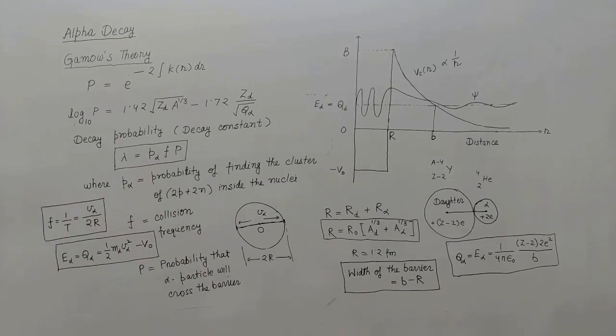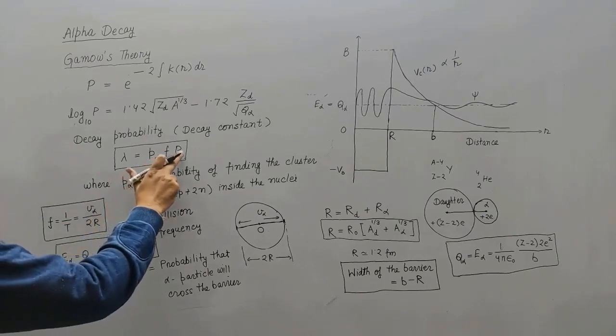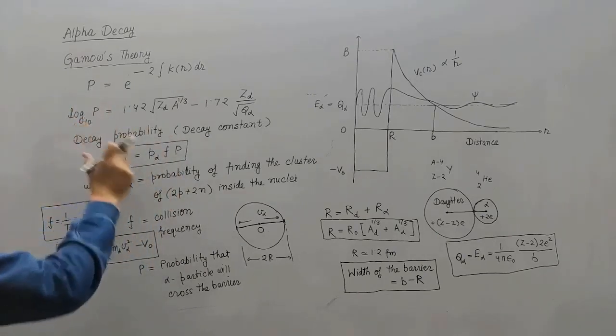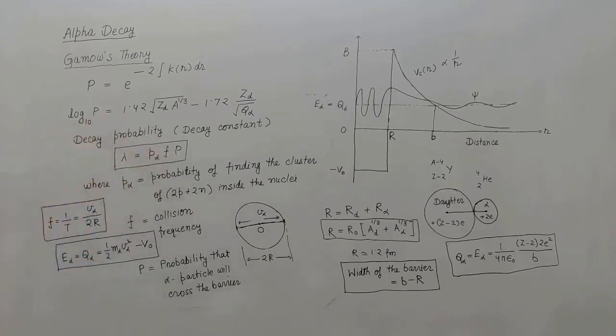Now, if we substitute this value of P here in this equation, then you will find out a resultant equation, the final equation. And this final equation, I'm going to write here.